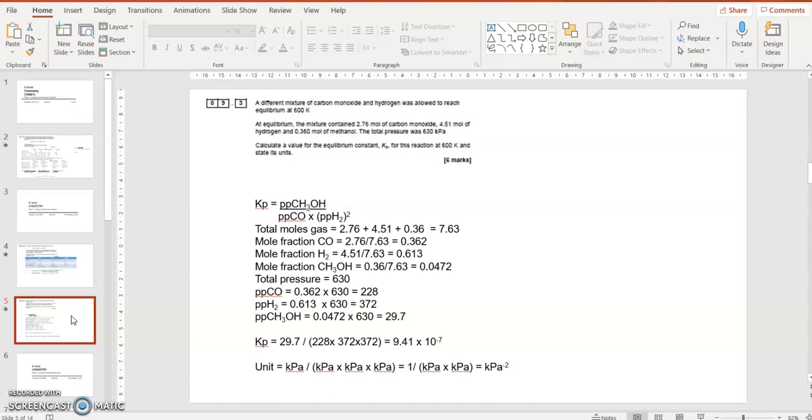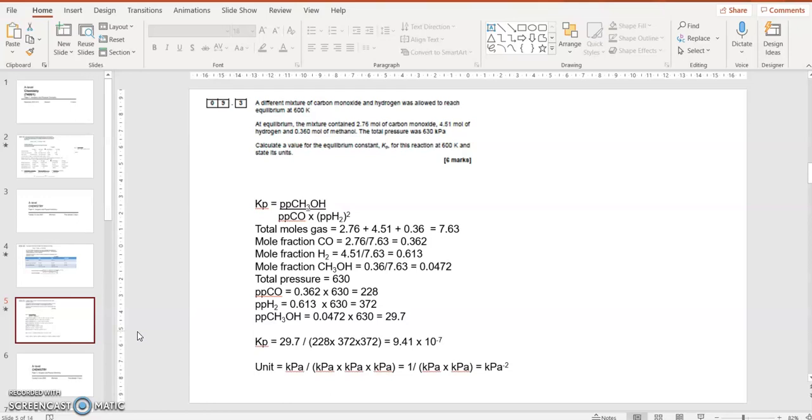Now I need to add up the total moles of gas, 2.76, 4.51 and 0.36 rather. 7.63 moles in total. I need to scale that down to 1 so I can work out something called mole fraction. So I need to divide everything by 7.63. 2.76 divided by 7.63, 0.362. Mole fraction of hydrogen, 4.51 divided by 7.63, 0.613. Methanol mole fraction, 0.36 divided by 7.63, 0.0472. So they're the fractions of 1 mole.